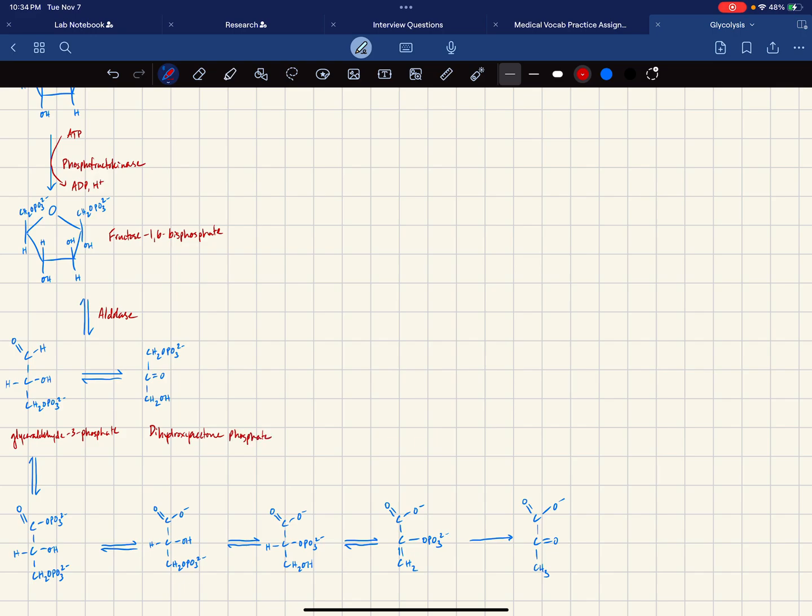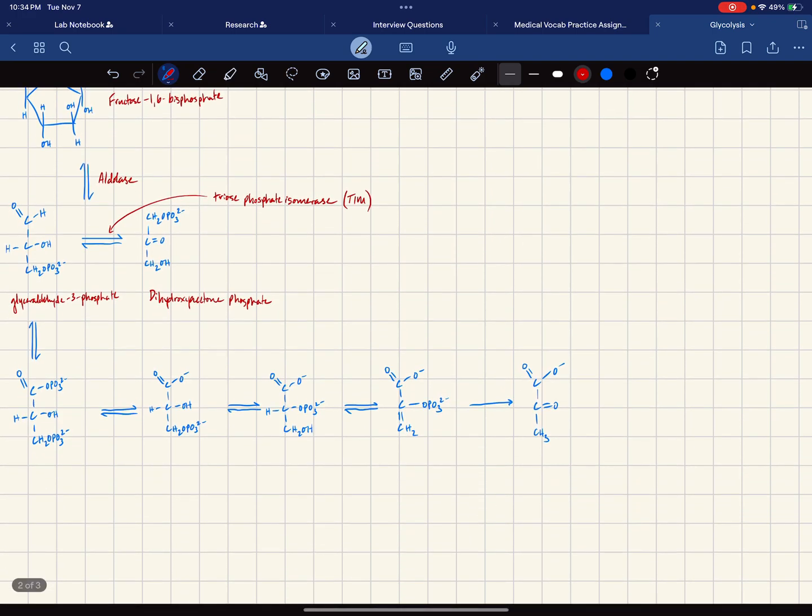And I'm not going to have enough room to write it here, but this enzyme that does this rearrangement is called triose phosphate isomerase. You'll see this abbreviated as TIM. I don't know why they call it that, but that's just how they've decided to abbreviate it. So if you see TIM, they're talking about triose phosphate isomerase.